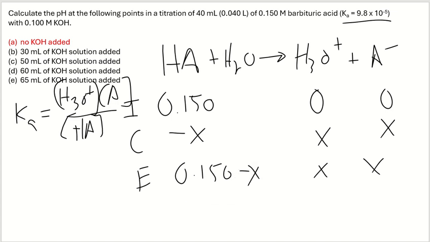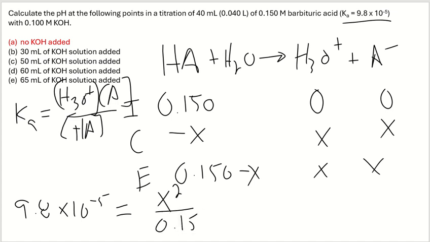So what we end up with is Ka, which is 9.8 times 10 to the negative fifth, equals x squared over 0.150. So the standard calculation when you're solving for the pH before you add any base is just Ka equals x squared over the initial concentration of the acid. And so the next thing we have to do is solve for x, and after we solve for x, we're going to solve for pH.